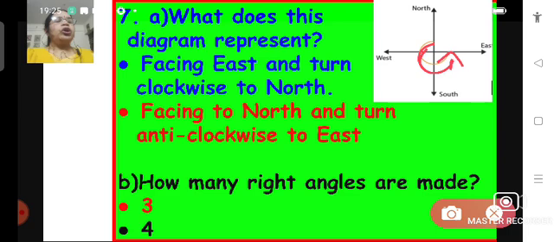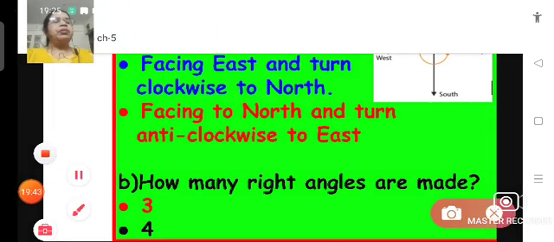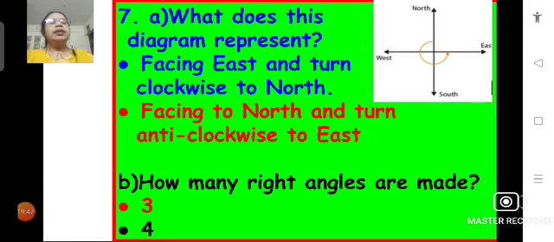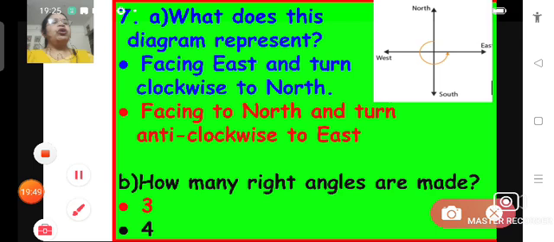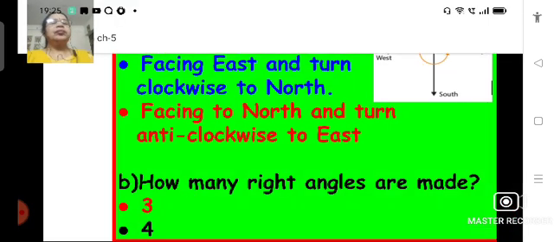Now, how many right angles are made? When it is going from north to east anti-clockwise, there are 3 right angles made, isn't it, children? You can look at the diagram and decide: when it is going from north to east in an anti-clockwise direction, then 1, 2, 3, 3 right angles are made. So 3 is the correct answer here.